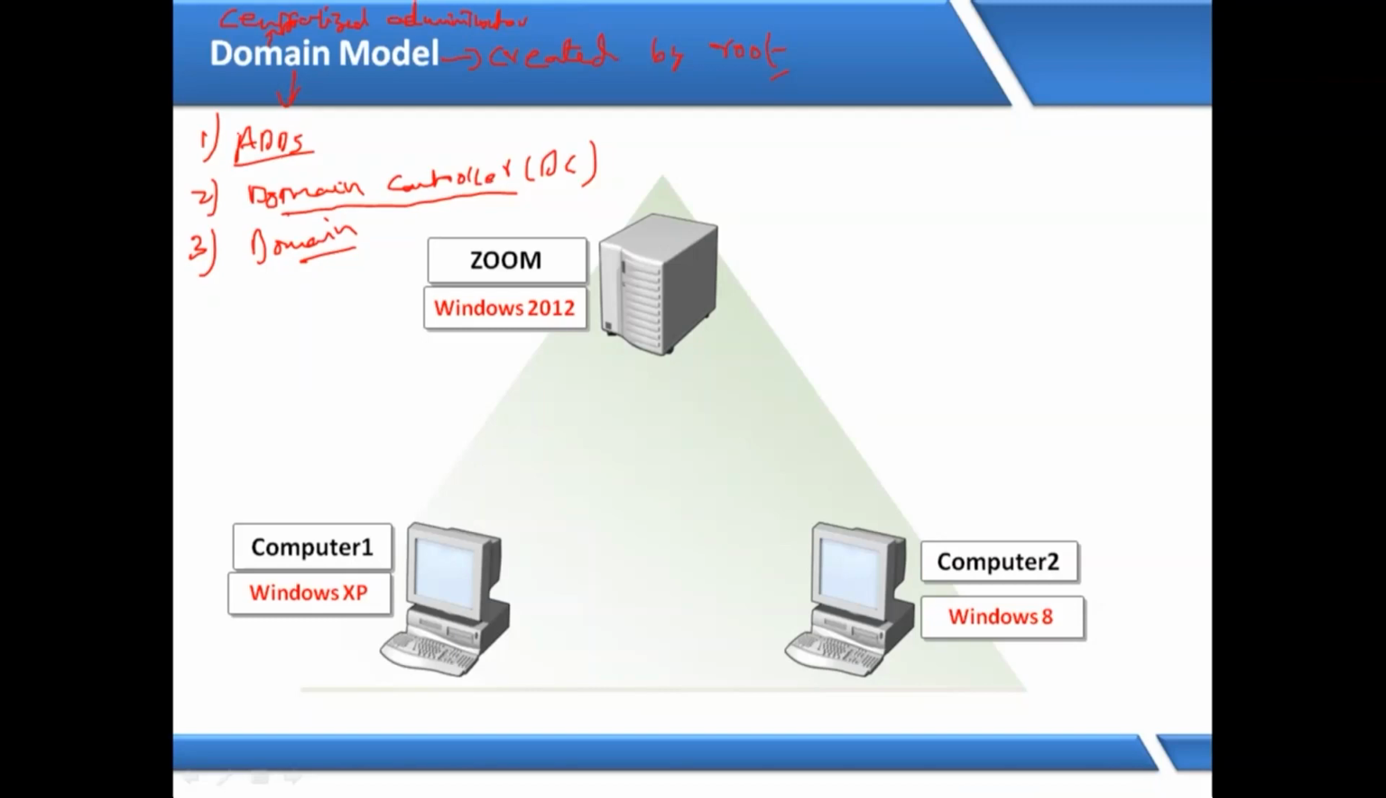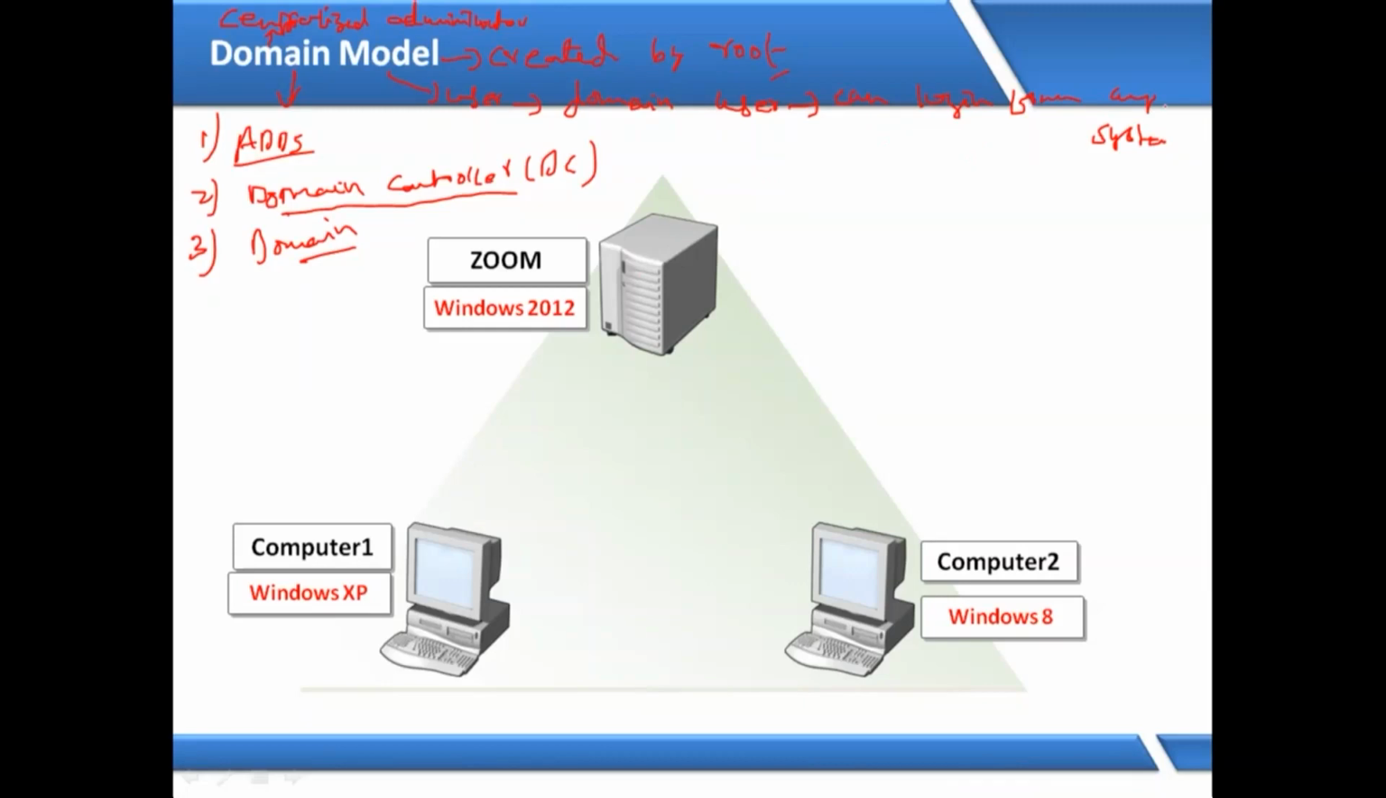Now we'll start the domain model. If you create a user from the domain model, that user is called a domain user. If you create a user from the workgroup model, that is called a local user. A domain user can log in from any machine, any system, provided that system is a part of the domain.